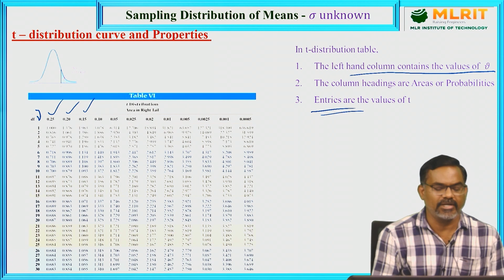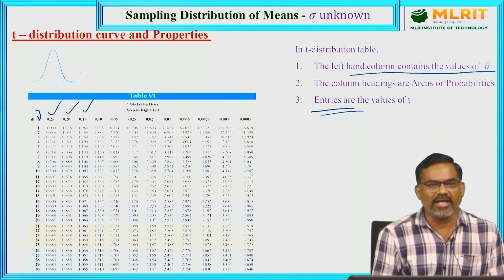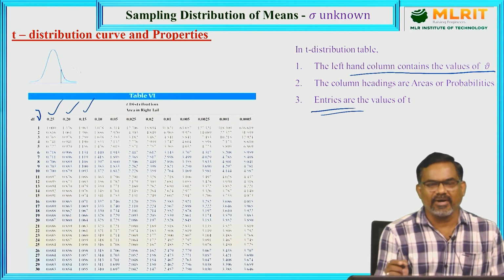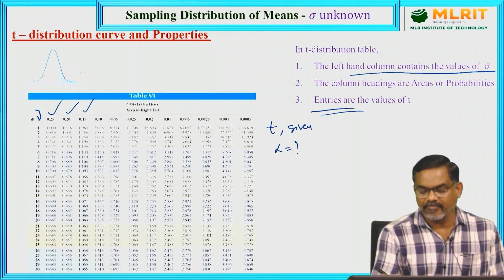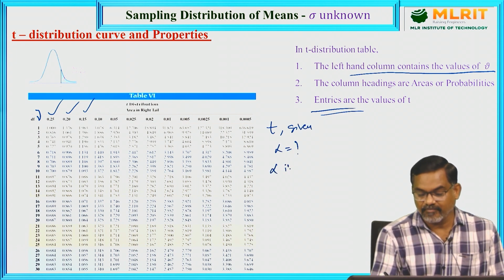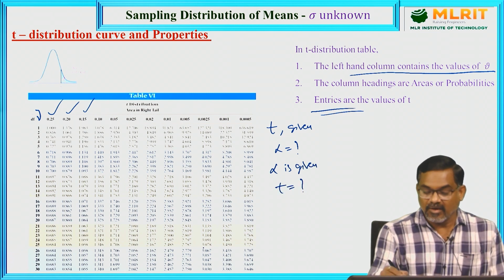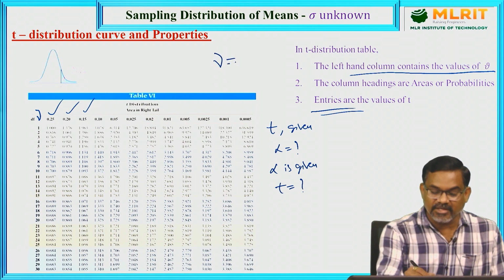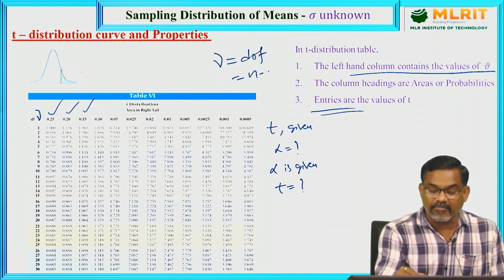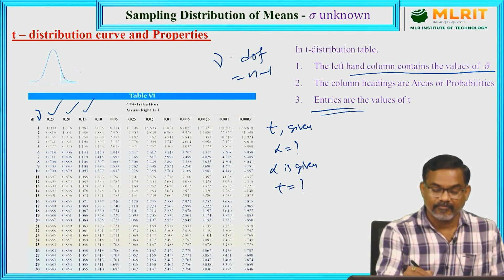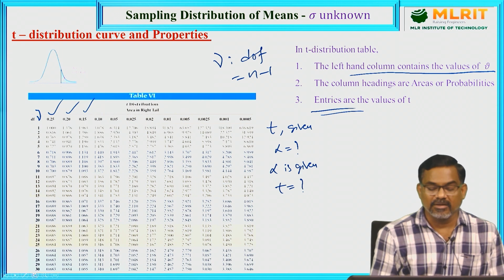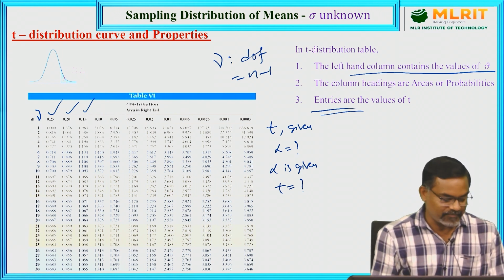Now, using this t distribution table, we can find the area under the t curve. If t is given, then you can find alpha. If alpha is given, then you can find the value of t also. And the main value is the degrees of freedom mu, which is given by n minus 1. So, t value depends on these degrees of freedom.